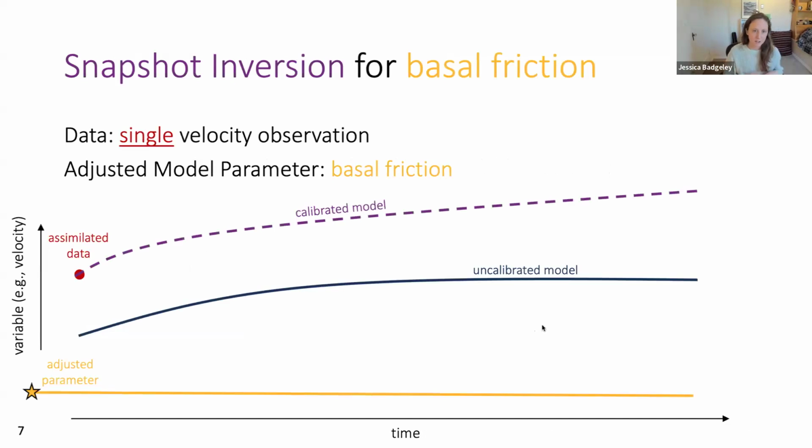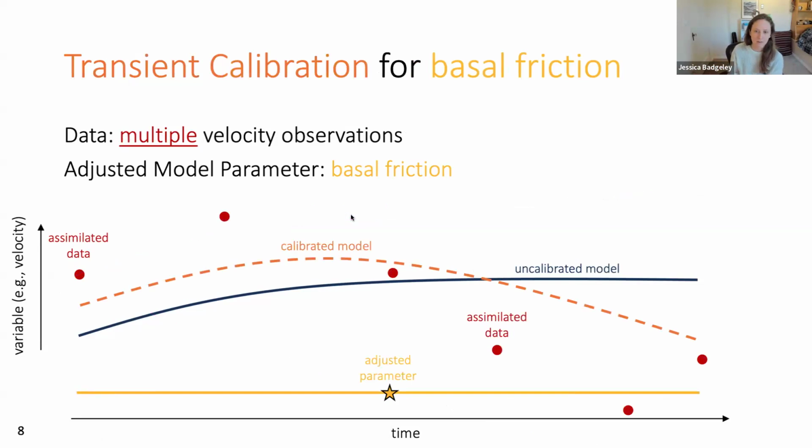And so what I showed you before is an example of the snapshot inversion. But one of the things we've learned about the snapshot inversion is that though we may be able to match the data, it's an under-constrained problem, and so we can get calibrated models that have totally different trends. And neither of them may match the data that we didn't calibrate against. And so this is where transient calibration comes in. By assimilating more of the data, we can get a model that doesn't necessarily perfectly match any of the data, but it captures the trends much better.